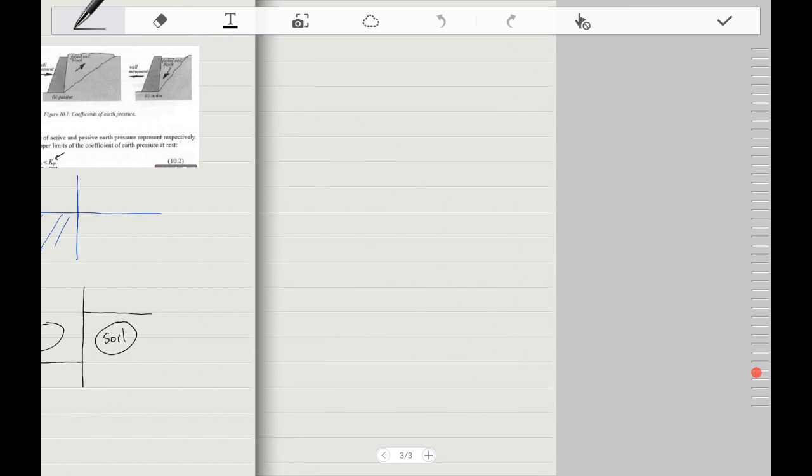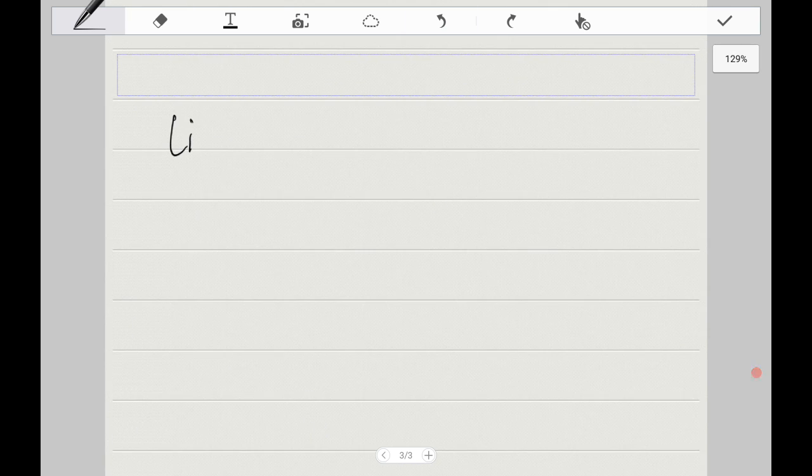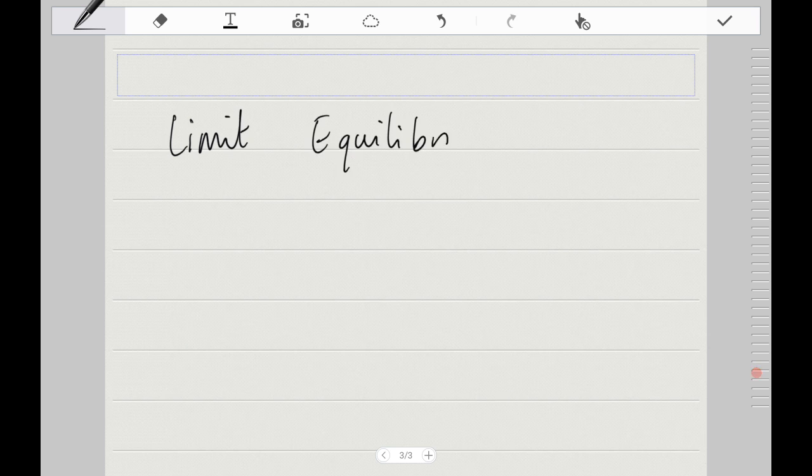So the first thing we're looking at is limit equilibrium. We mentioned earlier that there are two modes of carrying out limit equilibrium, and it's through either Coulomb's method or Rankine's method. So we'll cover both for the same example and compare values and see what happens.